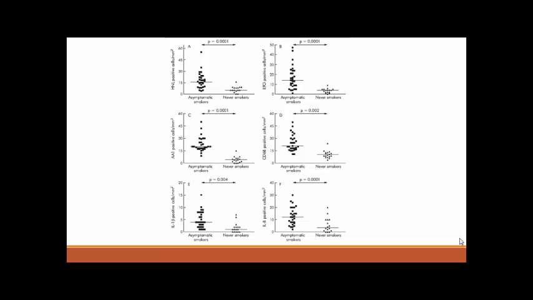Here in this graph, we can see 6 different graphs which reflect each one of the monoclonal antibodies. And in each one of them, there's a comparison between the asymptomatic smokers and the never smokers. Obviously, we can see within the 6 graphs that there was more response within the asymptomatic smokers. And all those changes were statistically significant, as the p-value was less than 0.005.